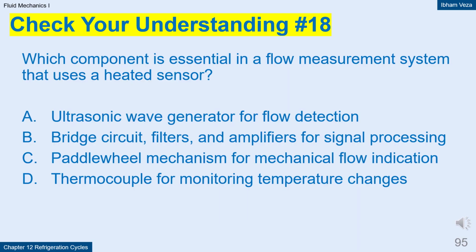Check your understanding number 18. Which component is essential in a flow measurement system that uses a heated sensor? B. Bridge circuit, filters, and amplifiers for signal processing. Explanation. A is incorrect because ultrasonic wave generators are used in non-intrusive ultrasonic flow measurement, not systems with heated sensors. C is incorrect because paddle wheel mechanisms are mechanical components, unrelated to electrically heated sensors. D is incorrect because thermocouples measure temperature, not velocity, in heated sensor flow measurement systems.